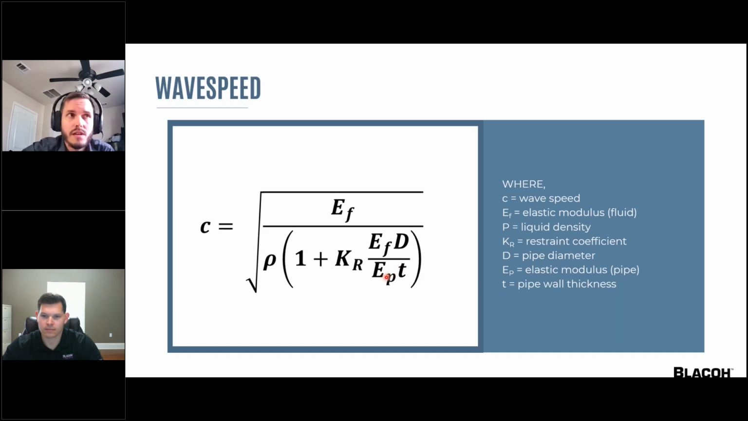So for example, if you have a larger E sub P, which is, like I said, like the pipe's spring constant, this term down here is larger. This whole term gets smaller, which makes this whole term larger. So hence, if you have a stiffer pipe, you have a faster wave speed.